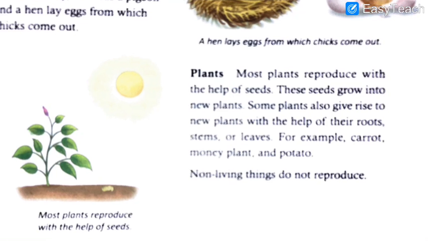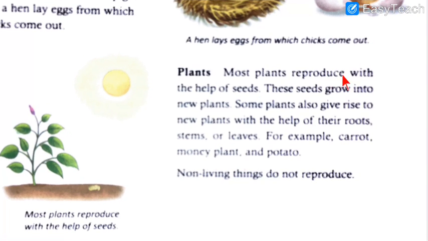Plants. Most plants reproduce with the help of seeds. These seeds grow into new plants. Some plants also give rise to new plants with the help of their roots, stems or leaves. For example, carrot, money plant and potato.